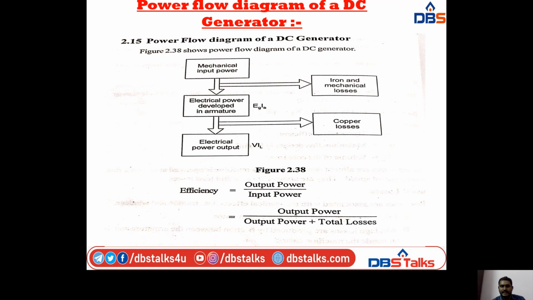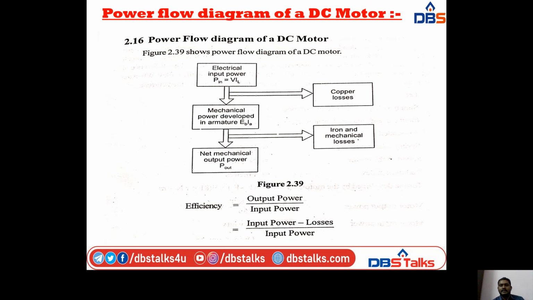Next, coming to the power flow diagram of a DC motor. Here the input power is electrical power and the output power is mechanical power. The electrical input power P in is equal to V into IL. This is the output of the DC generator, which is given as the input to the DC motor, and it will give mechanical output power. In between it develops mechanical power in the armature, that is EB into IA.